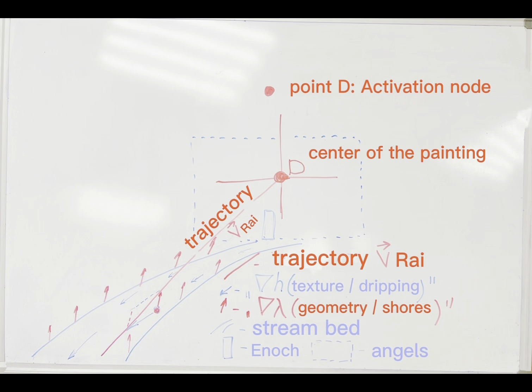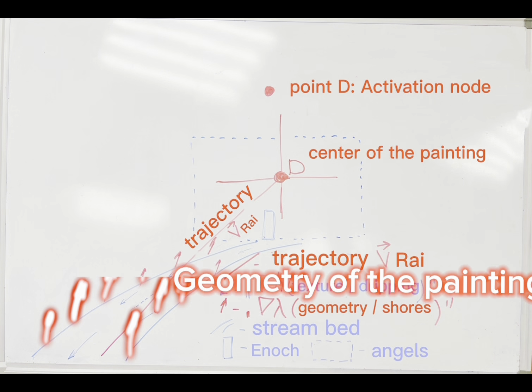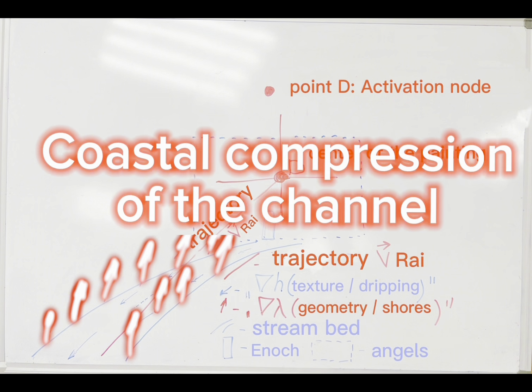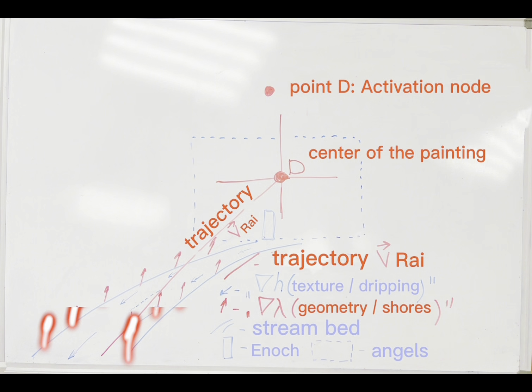The red guides represent the gradient nabla lambda, the geometry of the painting. They mark the rigid coordinate boundaries and the shoreline compressions of the riverbed. Their task is to geometrically compress the wavefront, preventing the observer's attention from scattering or drifting toward the periphery. The coordinated vectors form a stable directed corridor. Now look at the red diagonal.